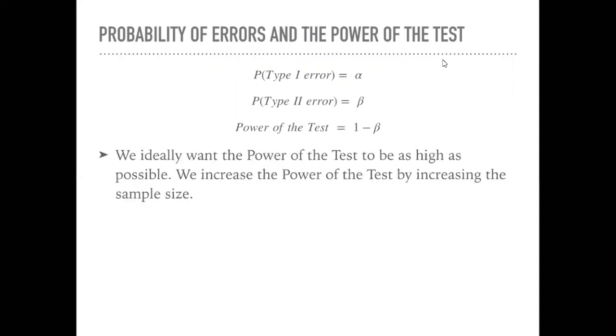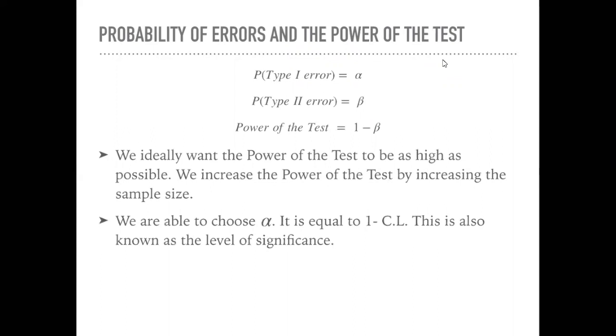Now, ideally, we want the power of the test to be as high as possible. In order to increase the power of the test, we have to increase our sample size. And that's the only way that we can increase the power of the test. Now, as the power of the test goes up, the probability of our type 2 error goes down, and we want our error probabilities to be fairly low.